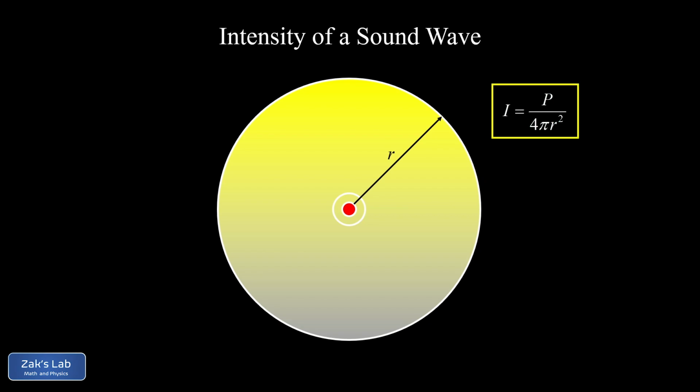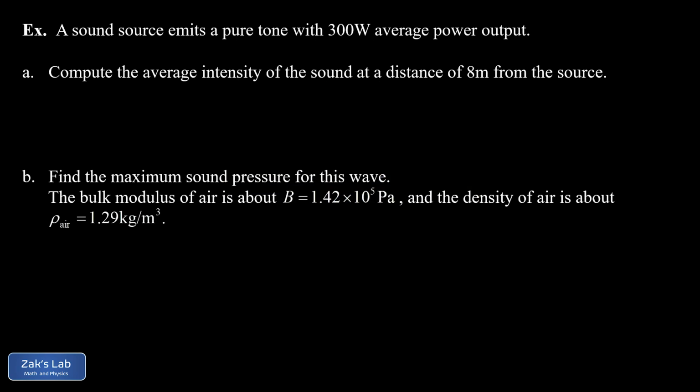Okay, so we figured out how the intensity drops off with distance, and now we can wrap it up with an example. So in our example, we're told that we have a sound source emitting a pure tone with a 300 watt average power output. In part A, we're asked to compute the average intensity of the sound at a distance of 8 meters from the source. And then in part B, we're asked to find the maximum sound pressure for this wave. Now to get that done, we also have to be given numbers for the bulk modulus of air and the density of air.